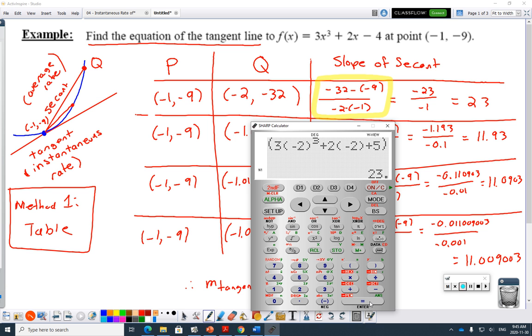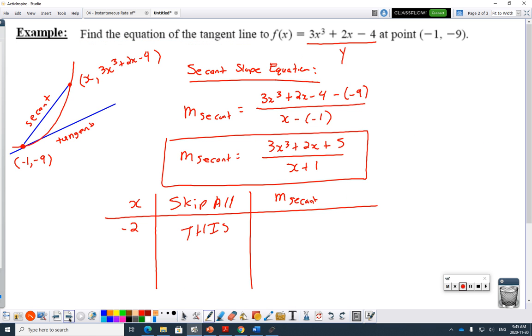However, you've got to know what you're doing. That's what advanced functions is. It's like, let's make sure we know what we're doing first, and then we'll jump into the calculus pool next quad, right? Okay, back to this one here. Negative 2, skip all this. Answer 23.